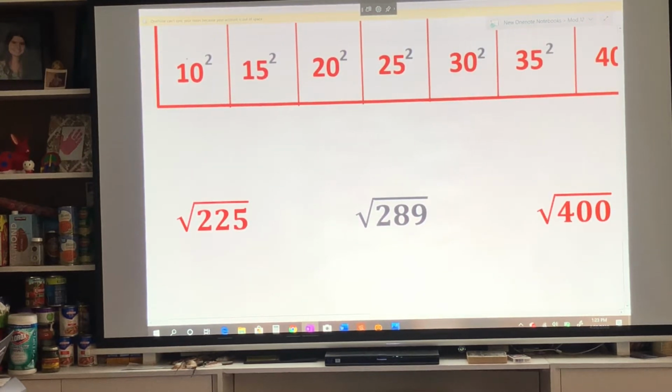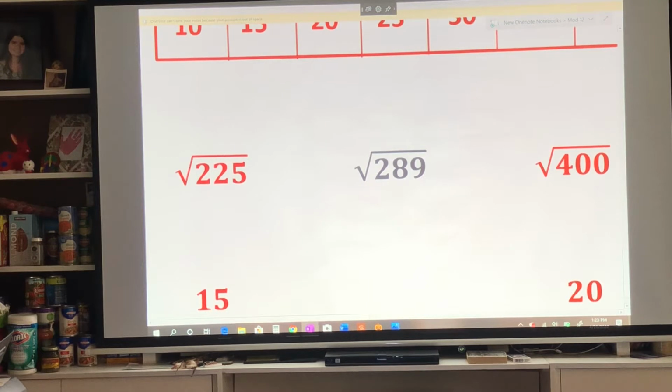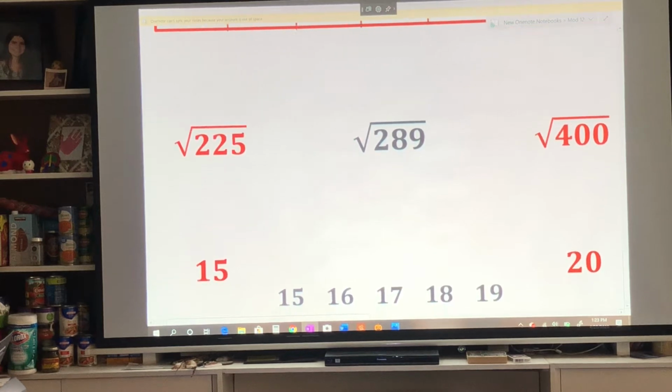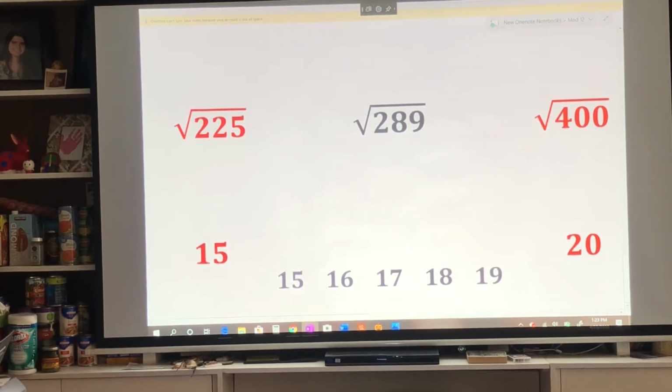Let's see what we got here. Okay, from 225 to 400 is what, 175? 225 to 289 is, what is that, about 64? So we're less than halfway there. Let's see. So I know that it's between 15 and 20. If it's a whole number, if it's a perfect square, we're going to end up on one of these numbers.